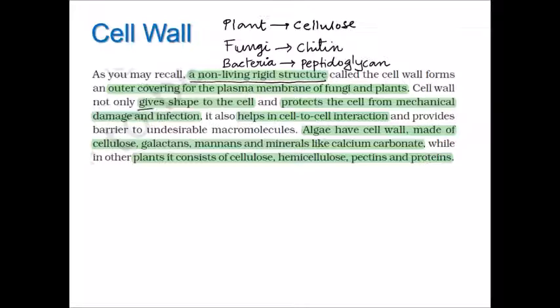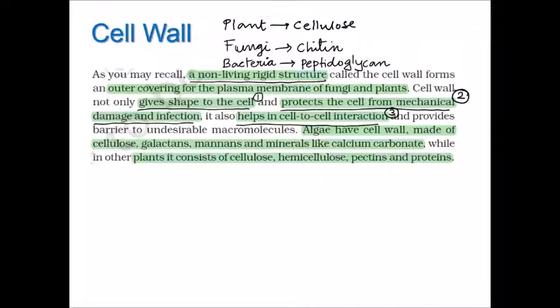The first function is it provides shape to the cell. It also protects the cell from mechanical damage and infection. That is because it is very rigid in nature, so that is why it can provide protection from mechanical damage and infection. Third function, it also helps in cell-to-cell interaction. So these are the three important functions of cell wall.